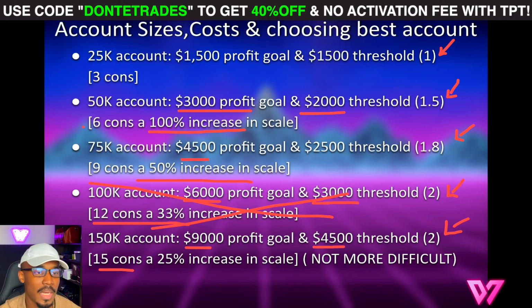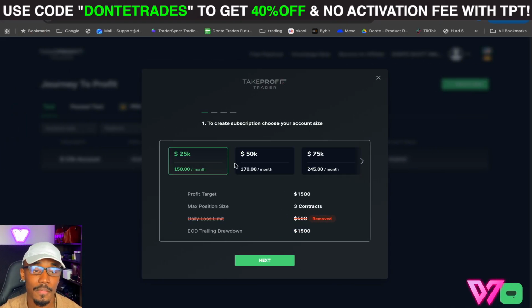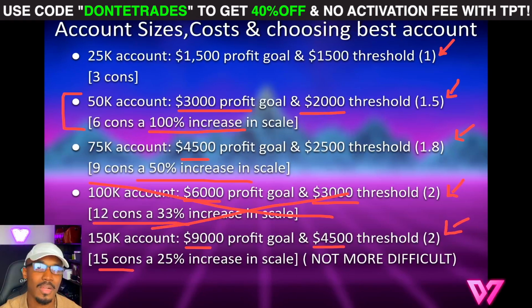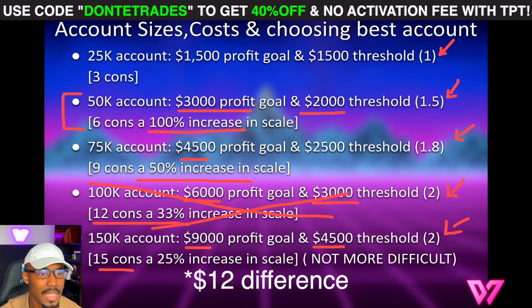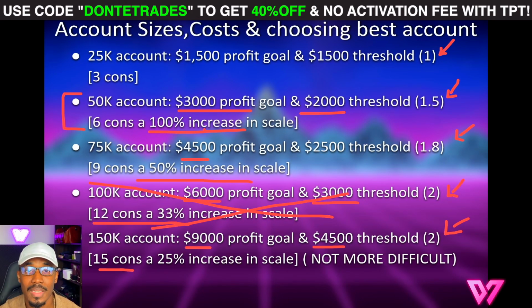Now, for most people, in my opinion, the most value is going to be the 50Ks, right? Because again, you have a nice balance between how difficult it is, and also the price difference between the 25K and the 50K, it's only a $20 difference. And if you also use the discount code, you're only going to be talking about like a $5 to $7 difference in these. So for $5 to $7, you can literally get double the amount of contracts, right? So for the rest of this video, for that reason, for most people, 50Ks is going to be the best option. So I'm just going to focus on the 50Ks for the remainder of this video.